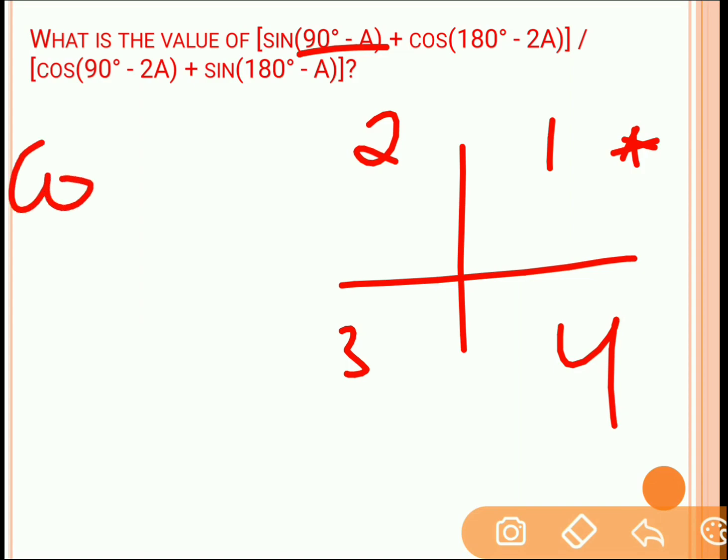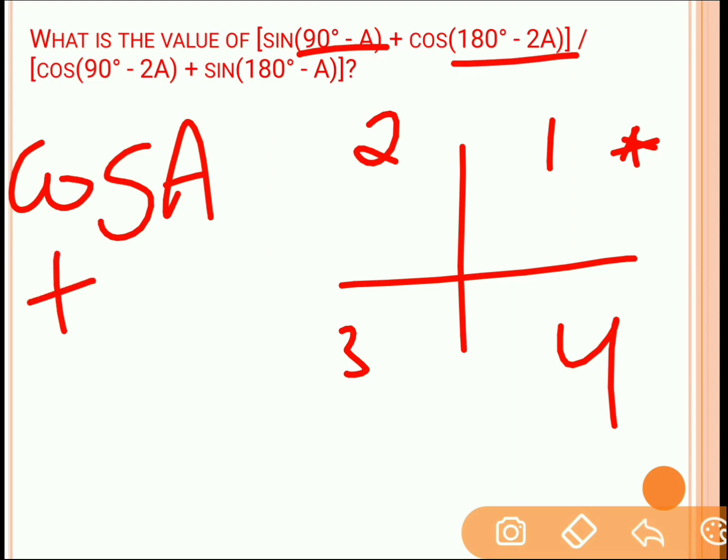So sine 90 minus a will be equal to cos a plus cos 180 minus 2a. 180 minus 2a means what? The angle is in second quadrant, because here it is 90 and here it is 180. So 180 minus something, so that will be in second quadrant. Now in second quadrant, value of cos is negative.